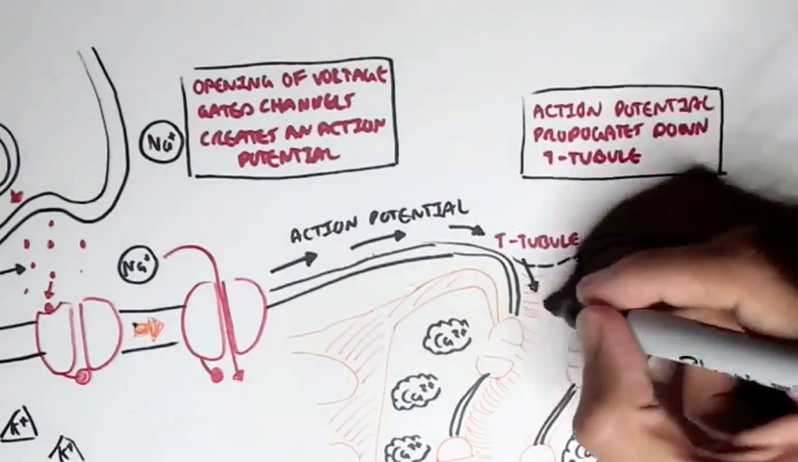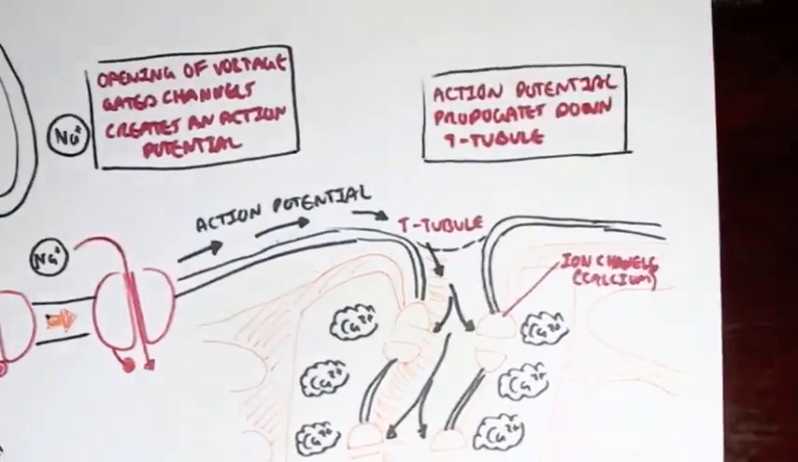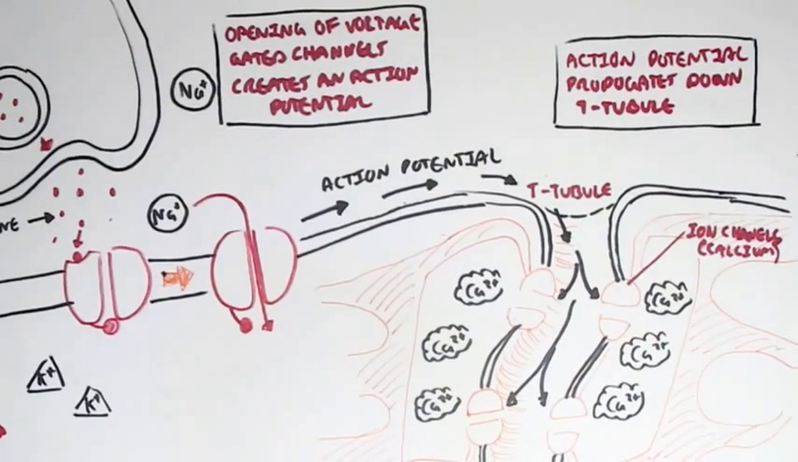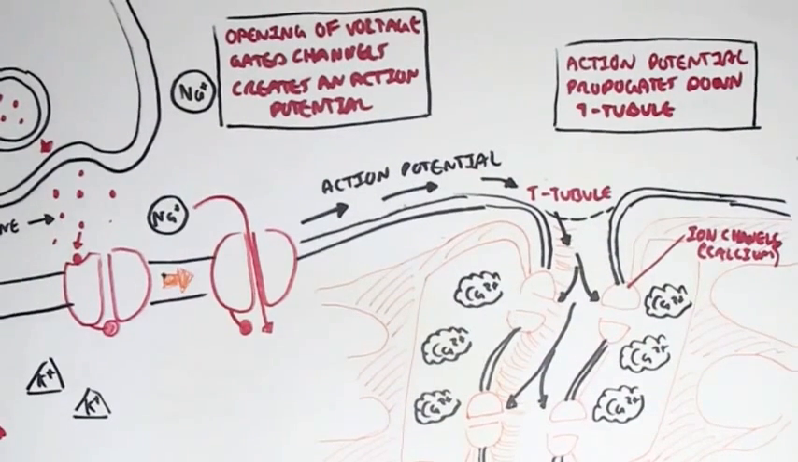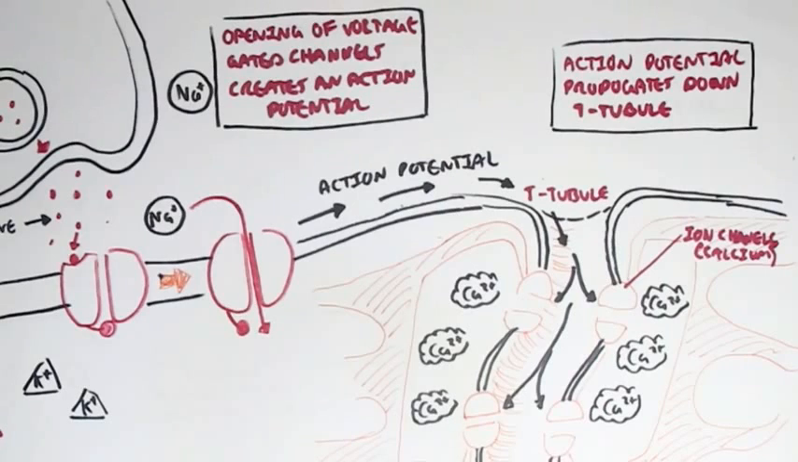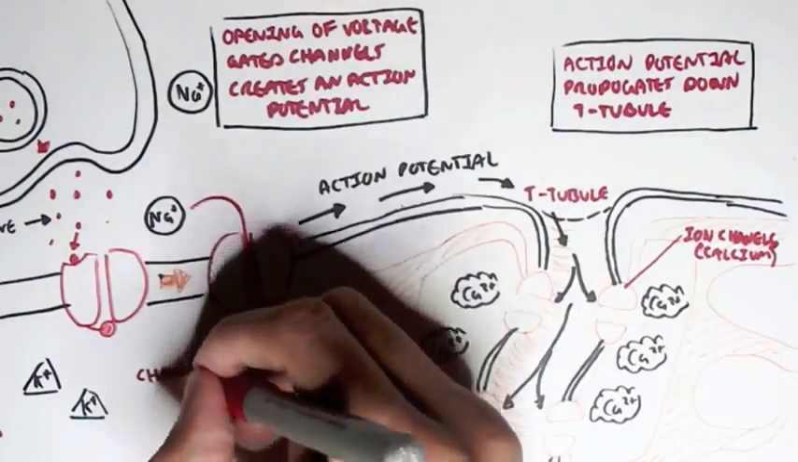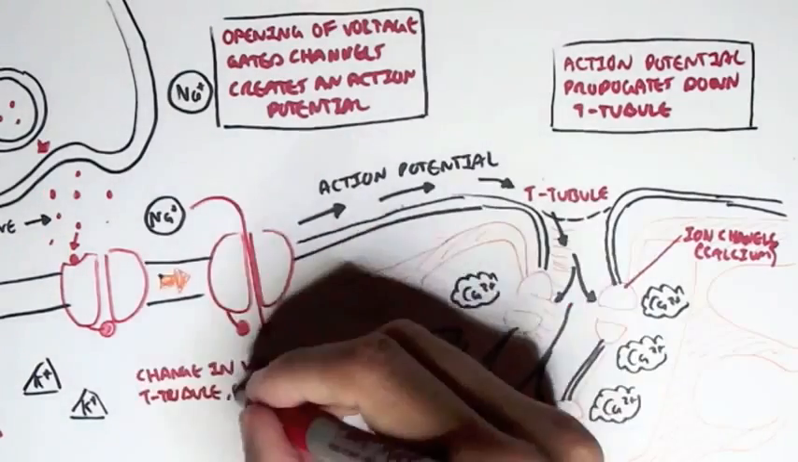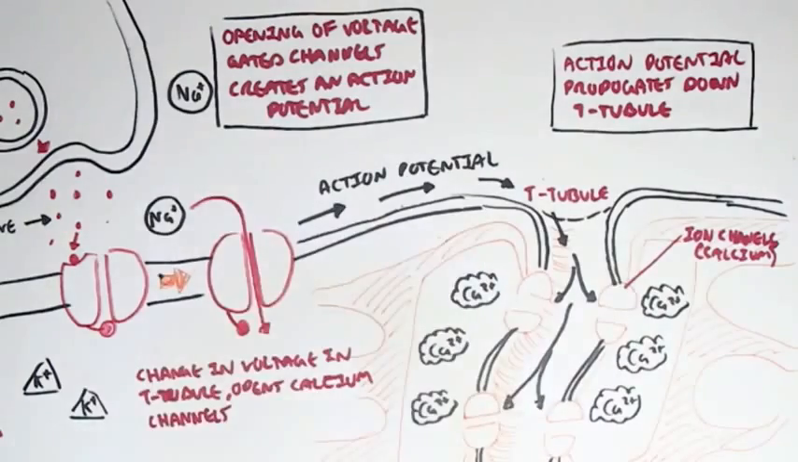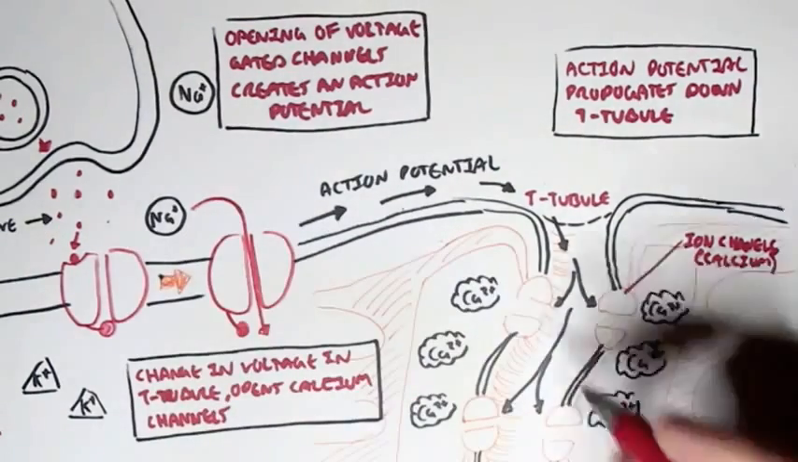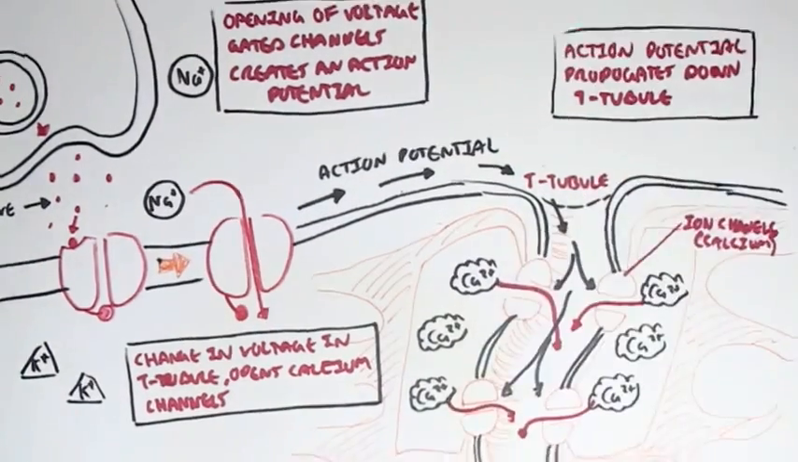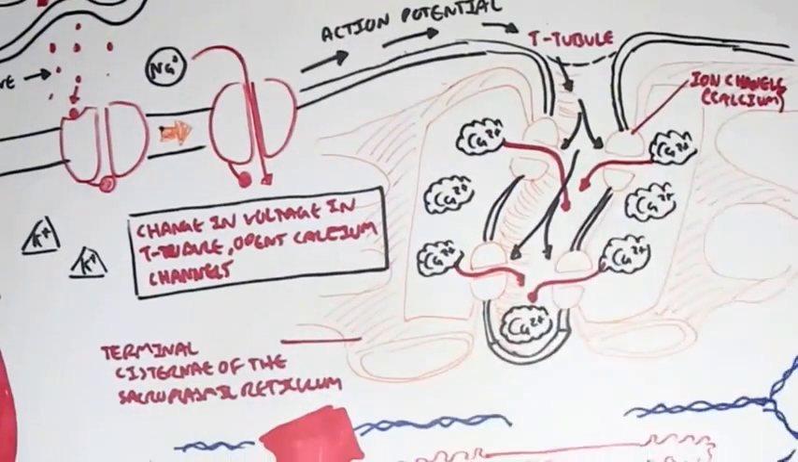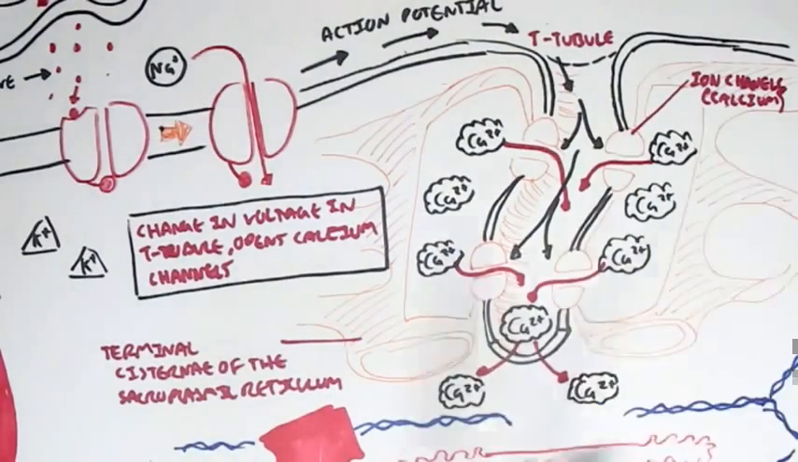When the action potential travels down the T-tubule, it will cause these calcium ion channels, which were previously closed, to open up. And it opens up because there's a change in voltage in the T-tubule, which will cause the calcium channels to open. And so when these calcium channels open, calcium will then move out from the terminal cisternae into the T-tubule, where it will travel down and essentially go and bind onto the thin filaments.